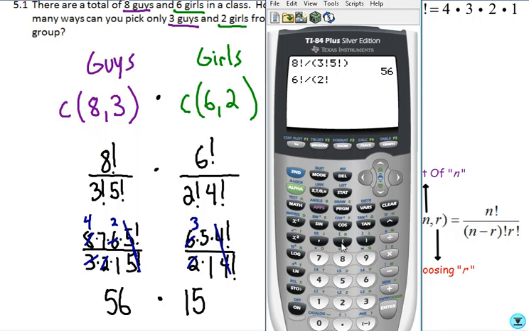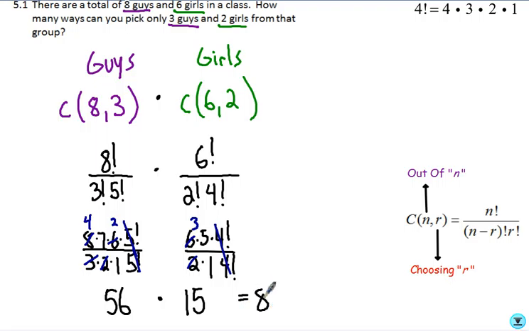By the way, we have to put the parentheses in here because otherwise the calculator, when you're doing more than one thing on one side of the fraction, we have to put parentheses in there. Or we want to put parentheses in there. Sometimes it gets it right, but then sometimes it doesn't. And so we get 15. So now we just multiply those two things together, 15 times 56, and we get 840. So there's 840 different groups that we could come up with.